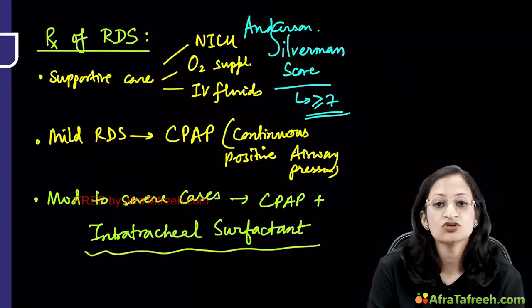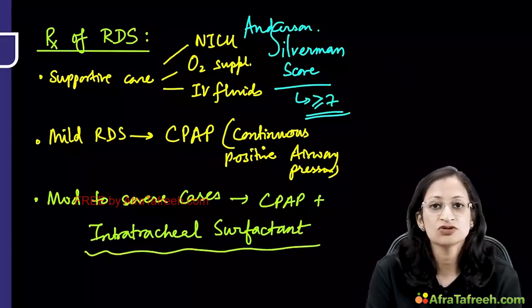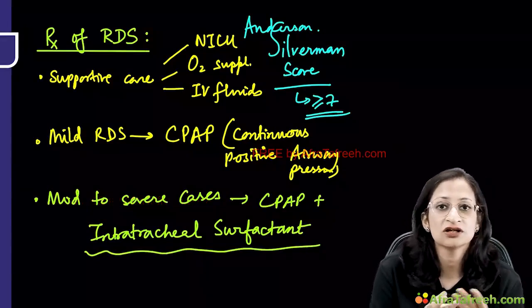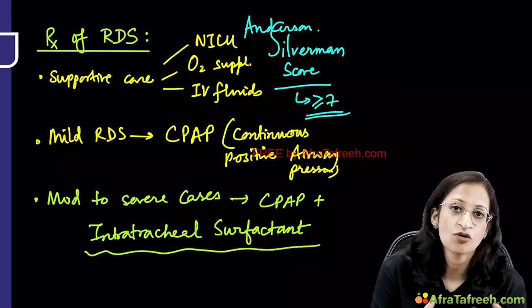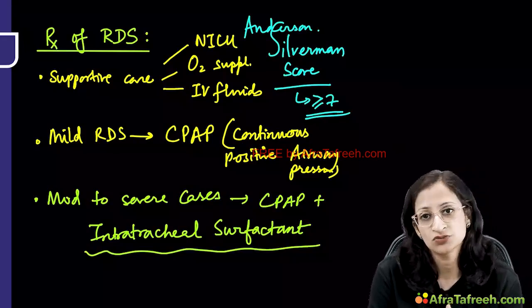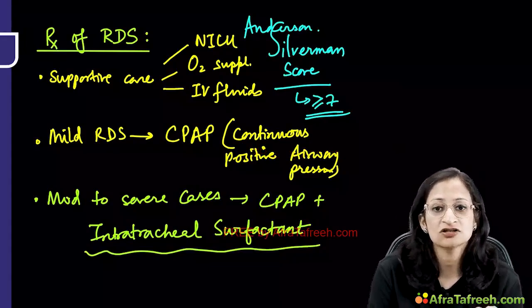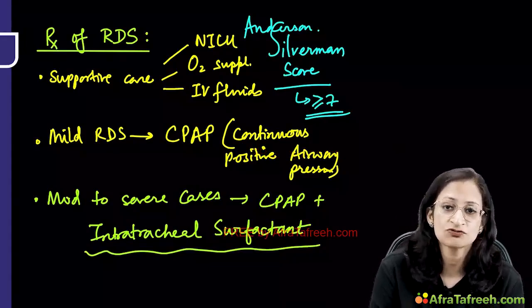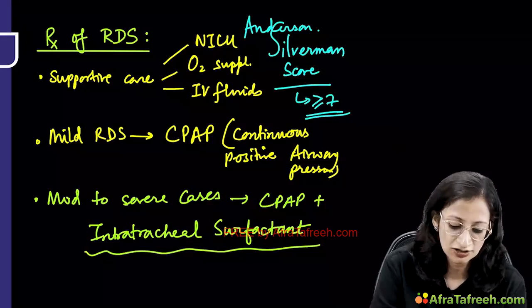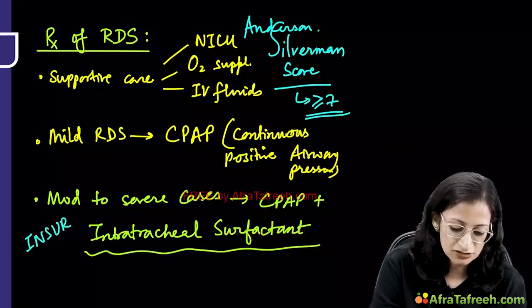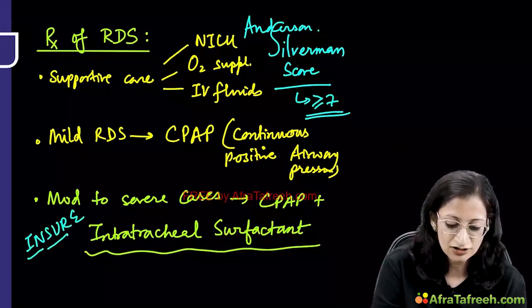Okay, and usually bovine surfactant or some synthetic surfactant is used, so either you can take an animal product or you can take a recombinant surfactant. Okay, so only in moderate to severe cases intratracheal surfactant is used, and previously what was followed was the INSURE technique. What do you mean by INSURE? So INSURE means intubate, give surfactant, extubate.